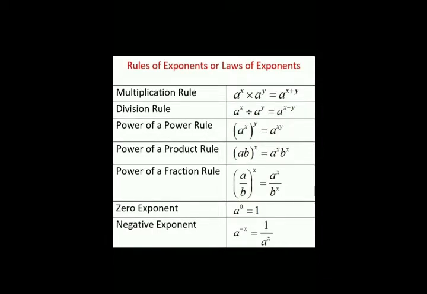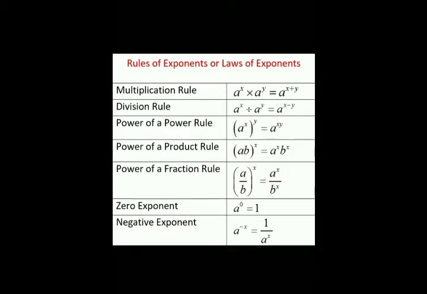The fourth rule is the power of a product rule. Here you can see ab in a bracket, raised to the power x. So what can we do? In this rule we have to apply the power individually. On our right hand side we take the power individually like this, a raised to the power x and b raised to the power x. So in the power of a product rule, we apply the power individually to both terms.